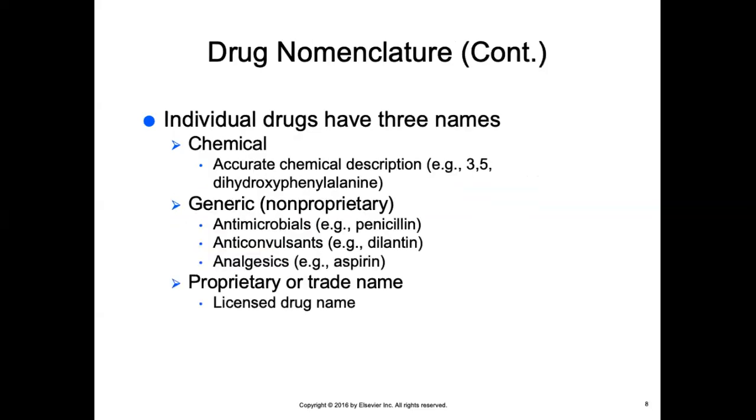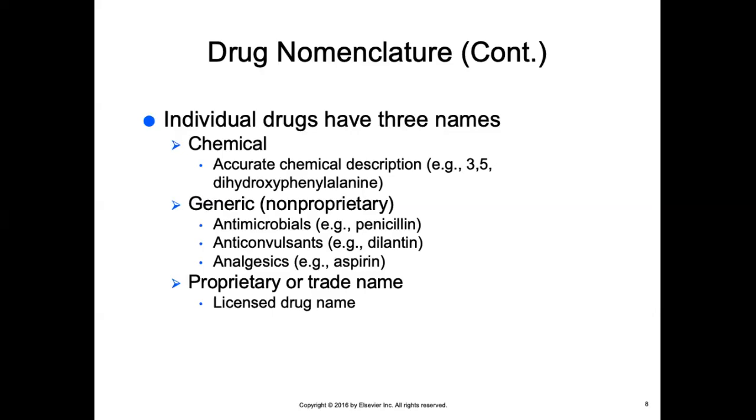Individual drugs always have three names: the chemical name, which is the accurate chemical description. That's what's called the IUPAC name. The generic name, which is a non-brand name. Antimicrobials, anticonvulsants, analgesics, right? Generic name for an antimicrobial would be something like penicillin, anticonvulsant, Dilantin, and so on. And then the trade name, which is assigned by the company that makes the drug.